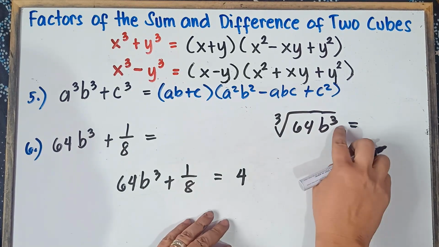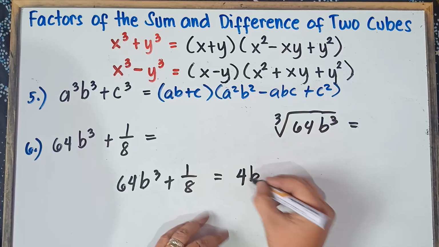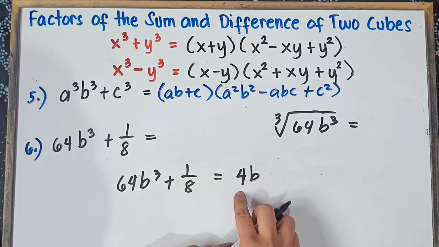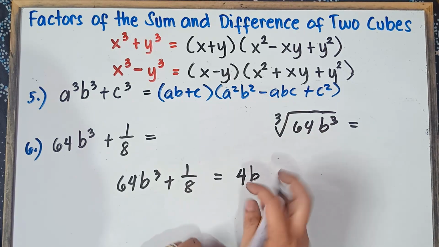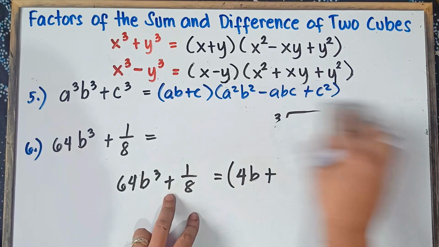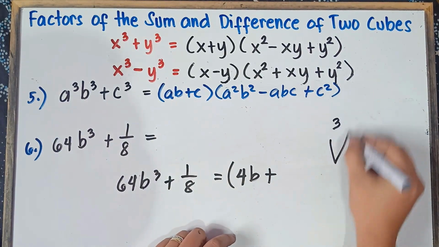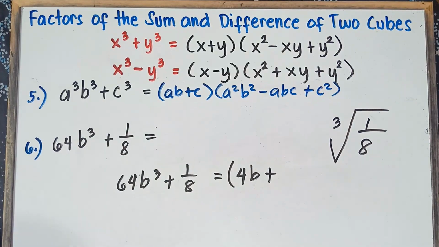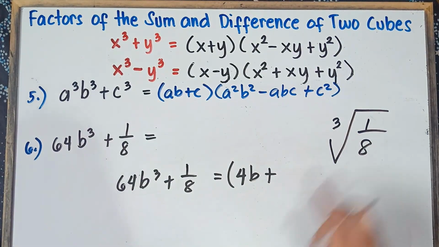And then the cube root of b cubed is equal to b. So the cube root of 64 is 4. The cube root of b cubed is equal to b. And then simply copy the plus sign. The cube root of 1 over 8. So the cube root of 1 would be the answer, class.